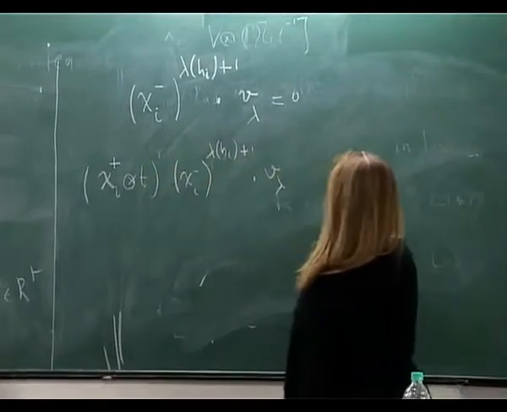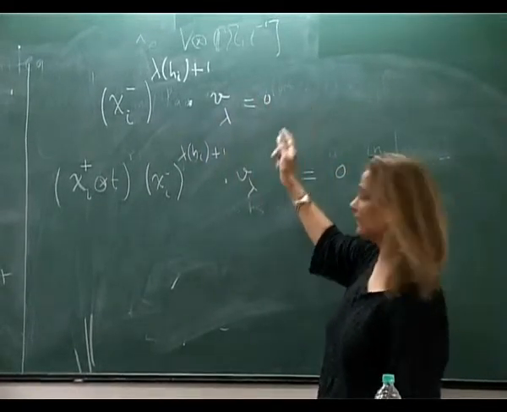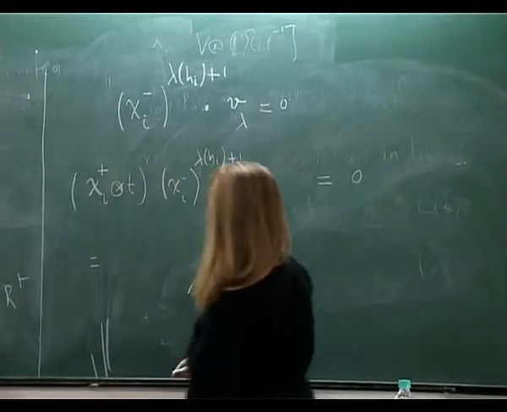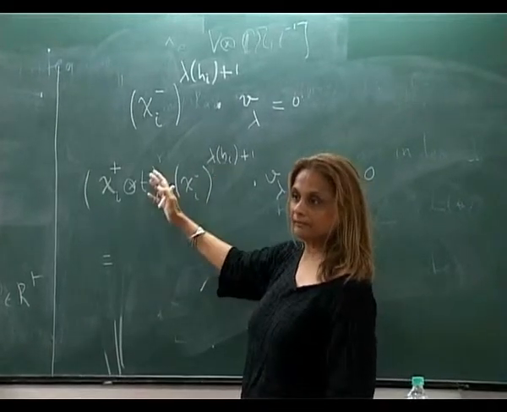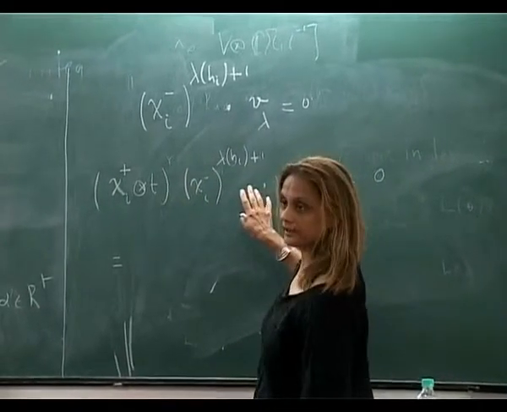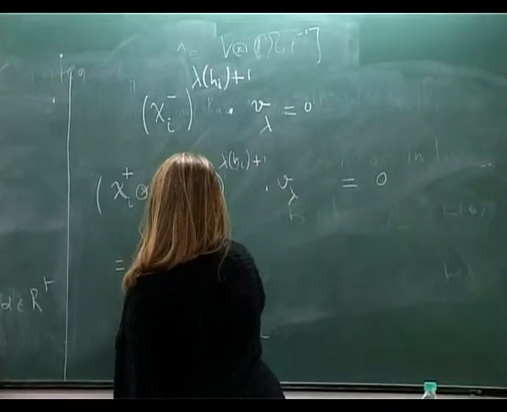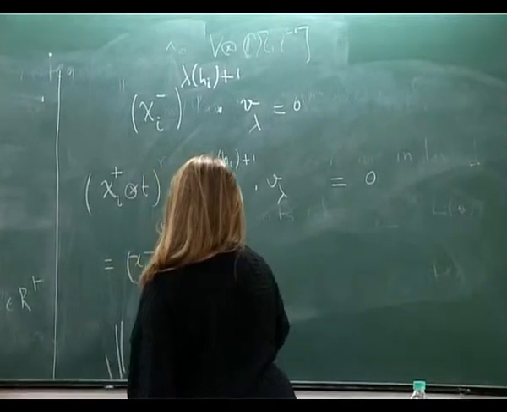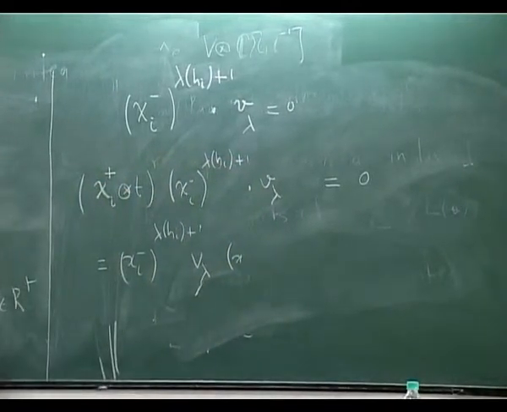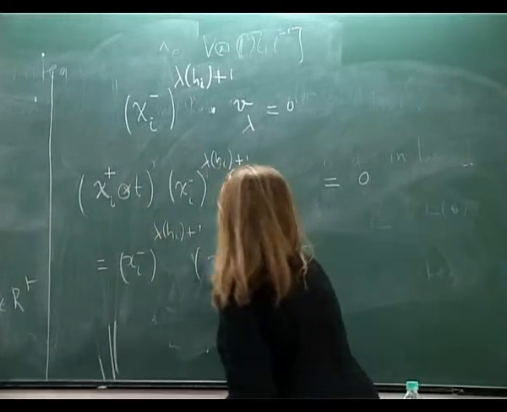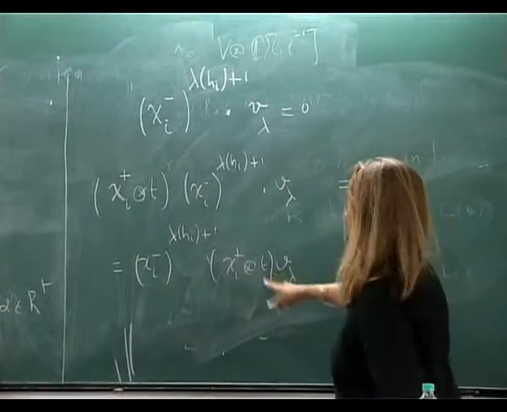On the one hand, it's 0, because this element is 0, right? On the other hand, what can I do? What is the usual game you play? You change the roles of x minus and x plus, right? So I can move this xi plus over here, and then there's a cost to doing that. So this is equal to xi minus raised to lambda hi plus 1 V lambda xi. So this is xi plus tensor t V lambda.